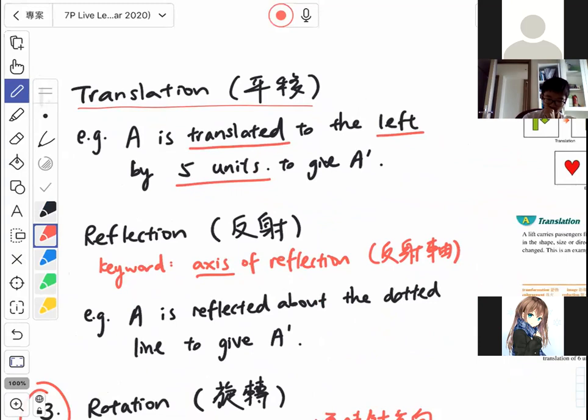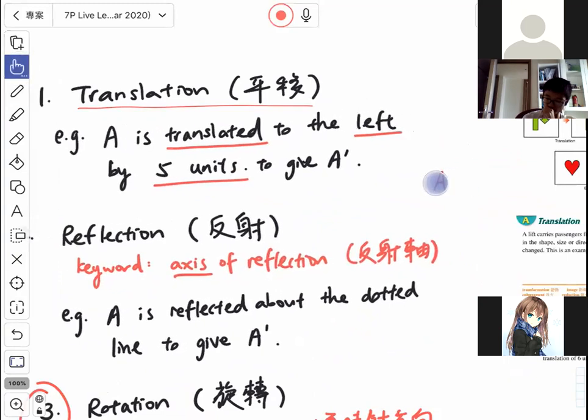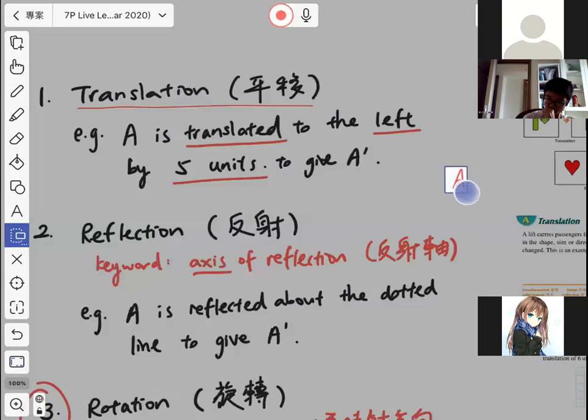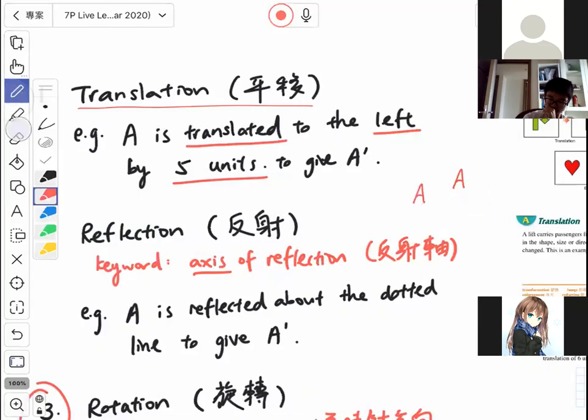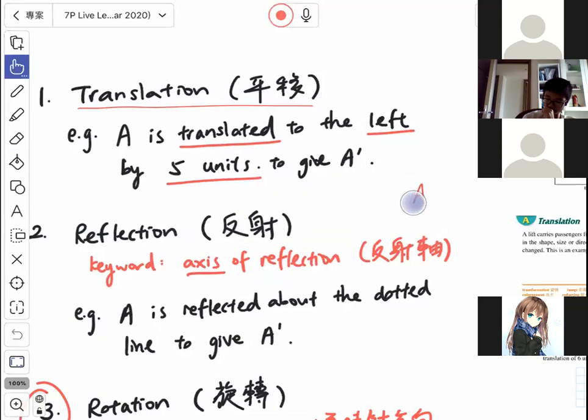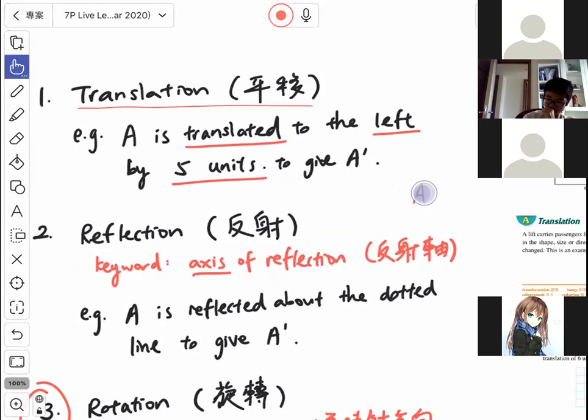For example, I have A here. So what's meant by moving to the right? Moving to the left. Okay, so it means that just move to the left by 5 units.